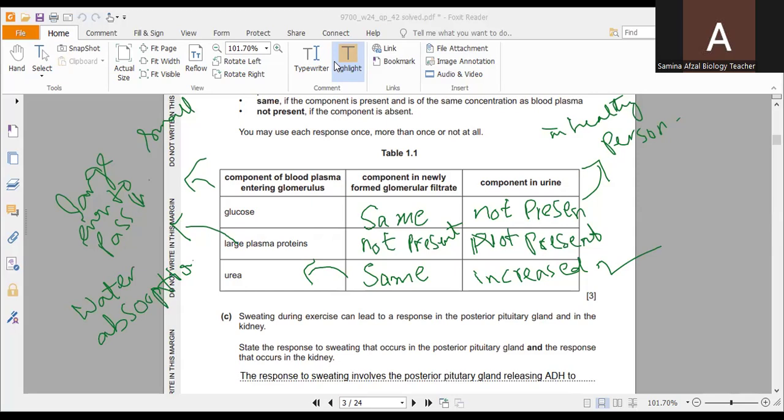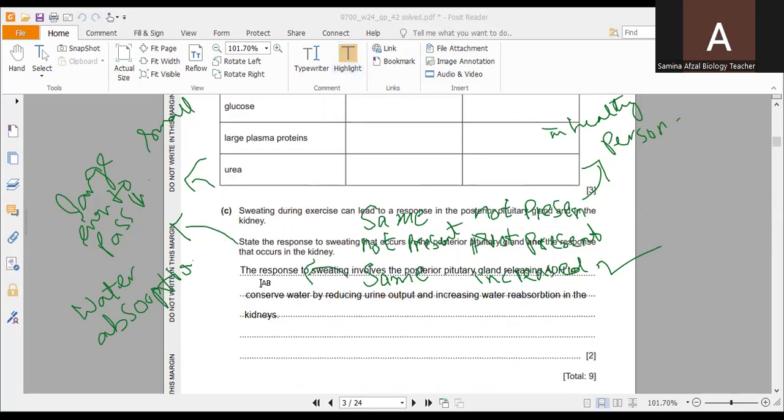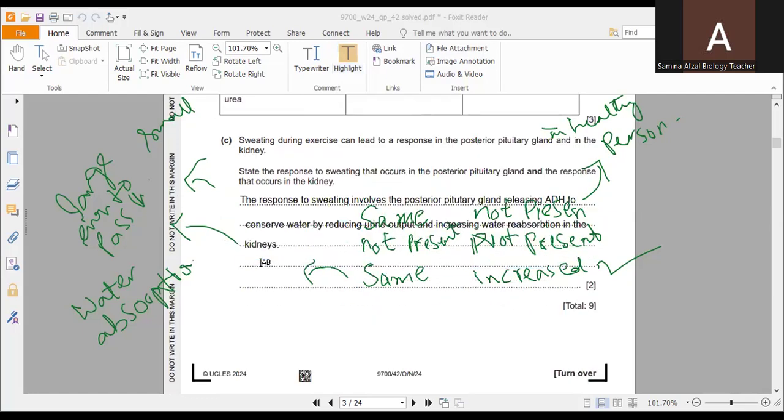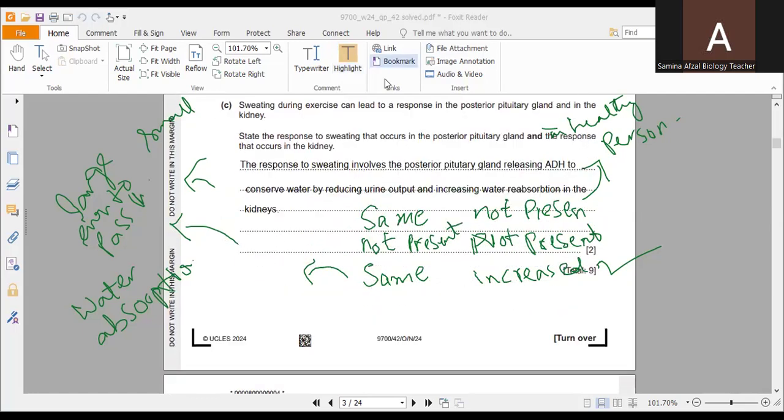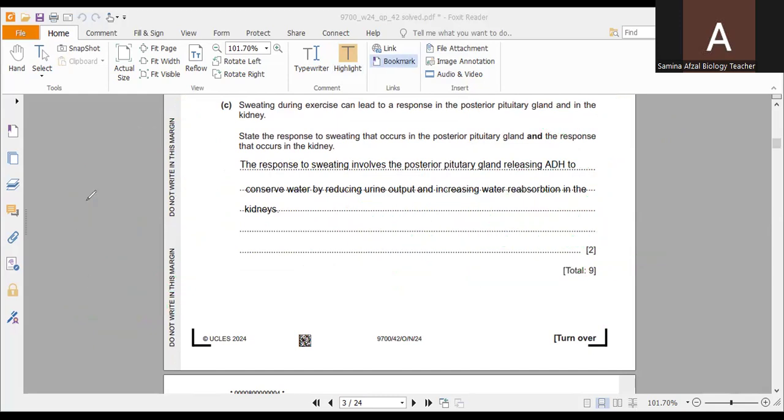Now we are moving towards the next question. Sweating during exercise can lead to a response in a person's posterior pituitary gland and in the kidney. State the response to sweating that occurs in the posterior pituitary gland and the response that occurs in the kidney.